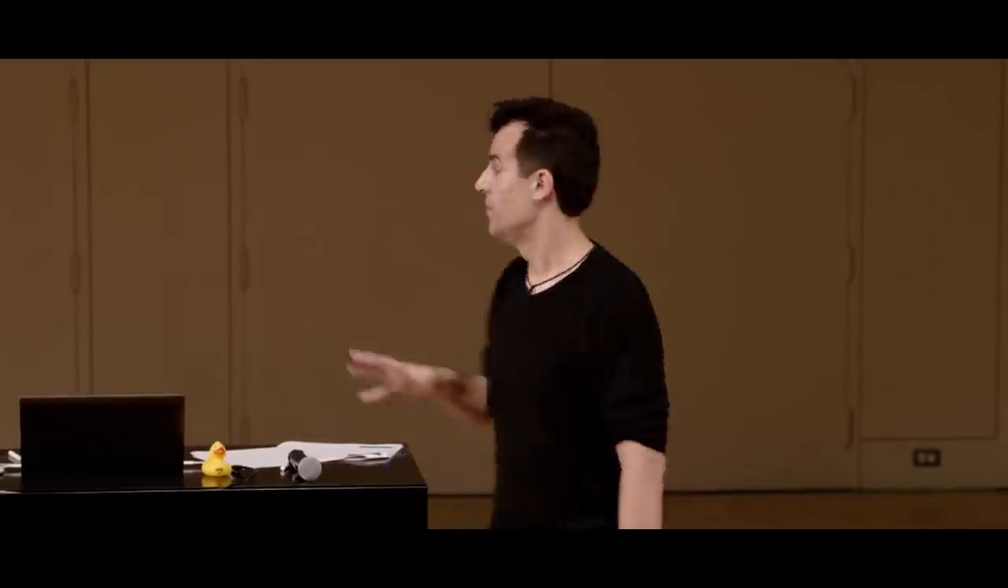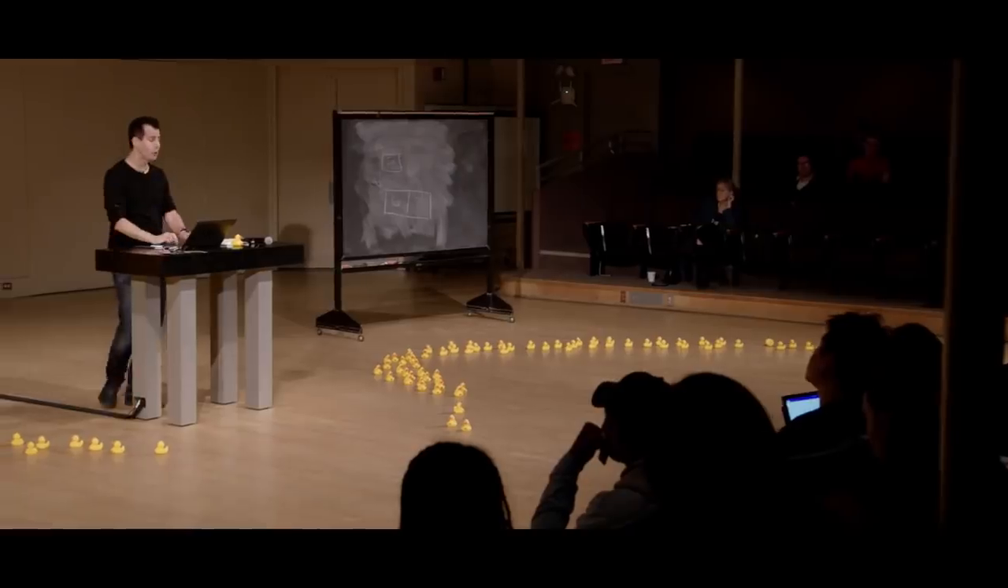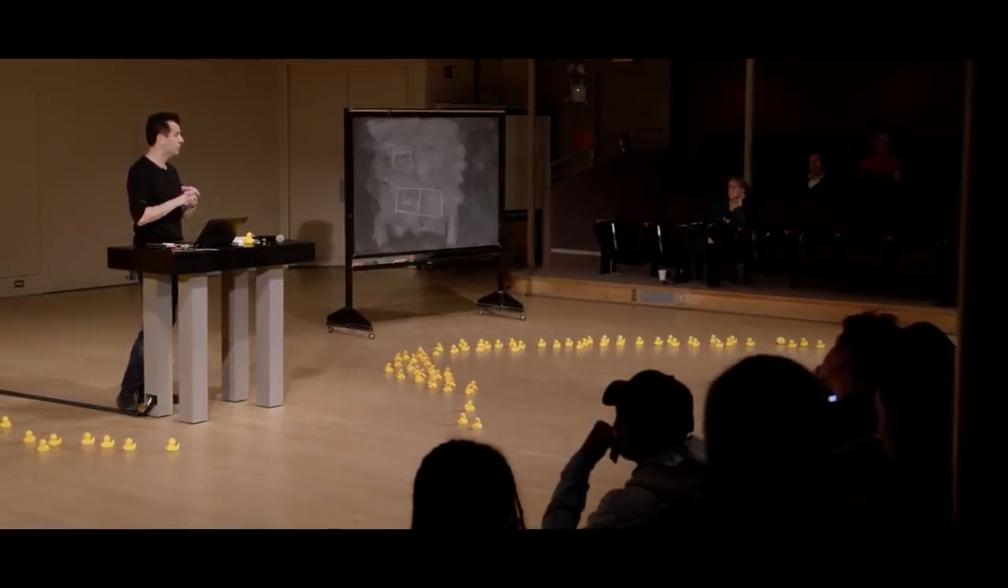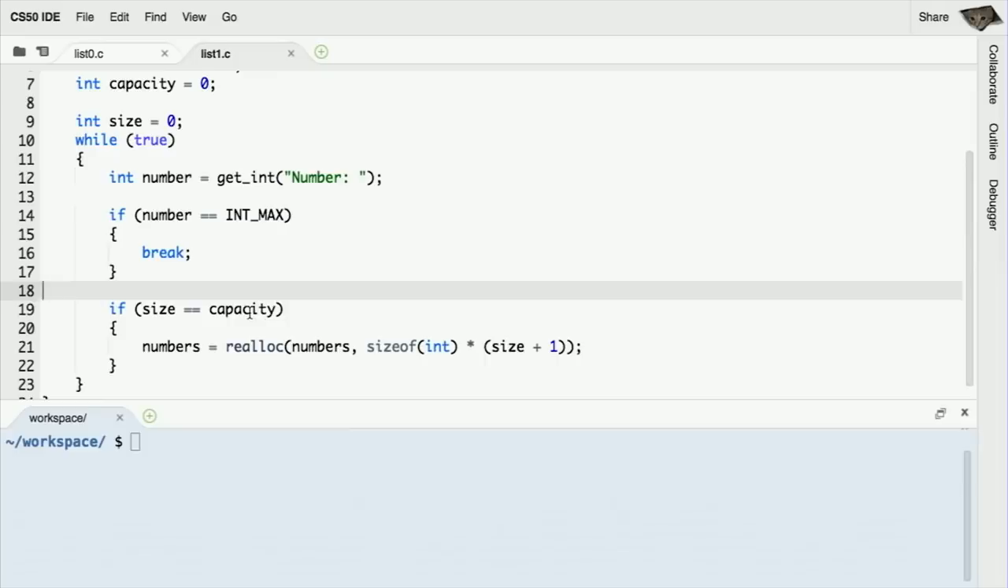So anyhow, this just means when the user's done typing input, go ahead and break out of this while loop. And as an aside, let me fix one thing. It turns out things can go wrong with realloc. And if realloc fails to allocate memory, it can return null, a special value that just means something went wrong. It's an invalid pointer. It's the address 0.